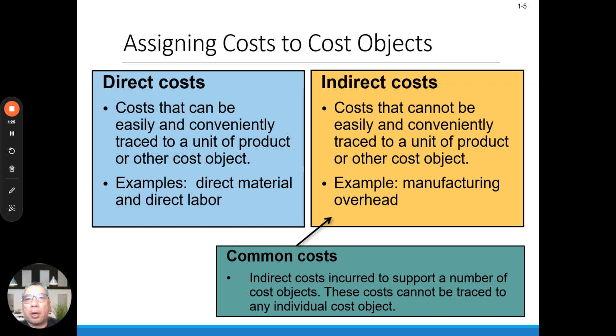Indirect cost is cost that cannot easily be identified or conveniently traced to a unit of product or other cost objects. An example is manufacturing overhead. Indirect cost incurred to support a number of cost objects. This cost cannot be traced to any individual cost object.